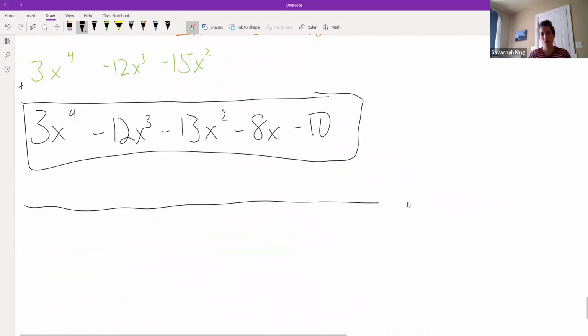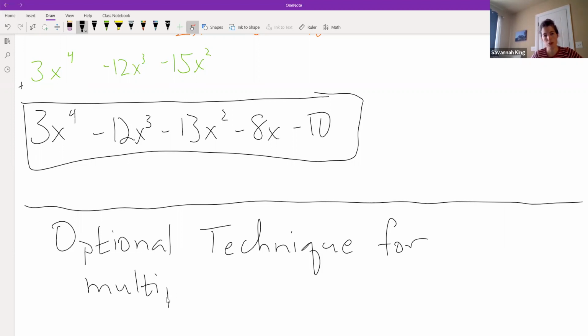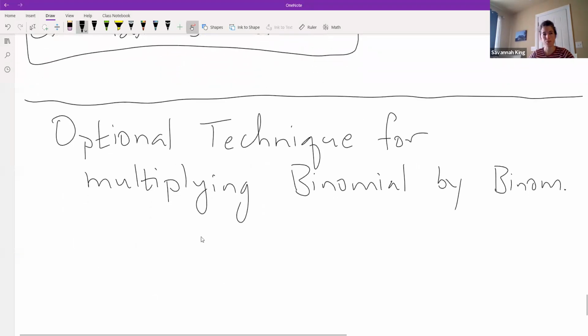Another optional technique that I want to skip so badly. But there's a high chance you've already heard this term before. So I don't want to skip it because it's just out there floating around. And this is if you happen to find yourself in a stage where what you're multiplying is a binomial by a binomial. And this technique is called FOIL.